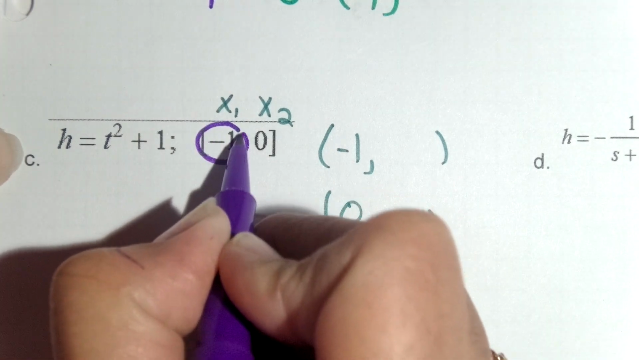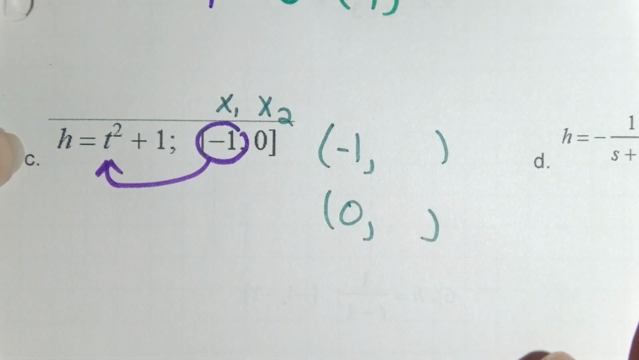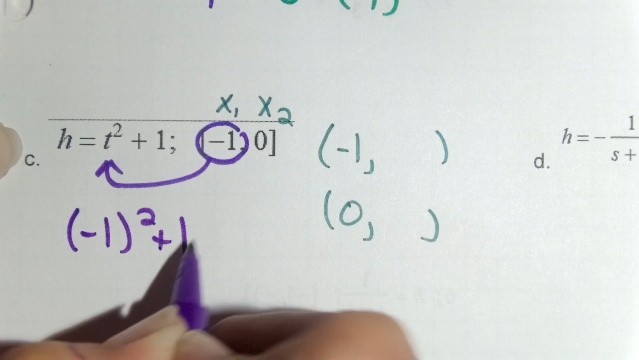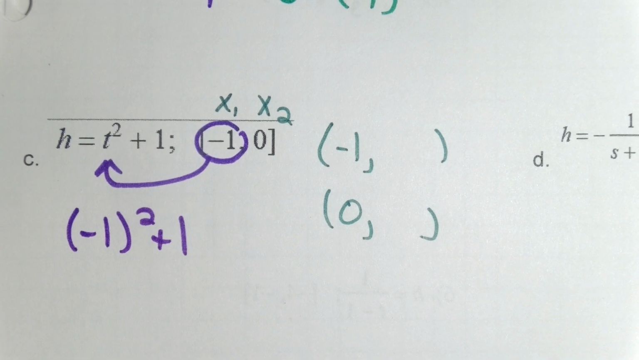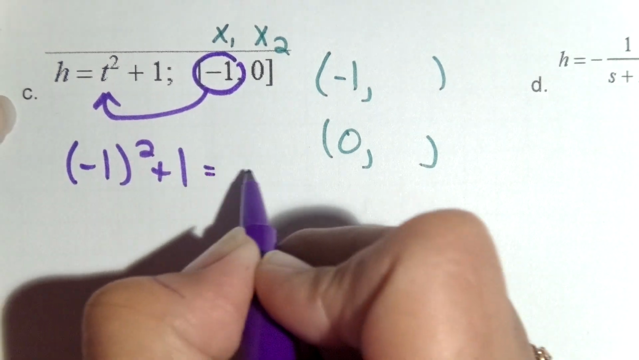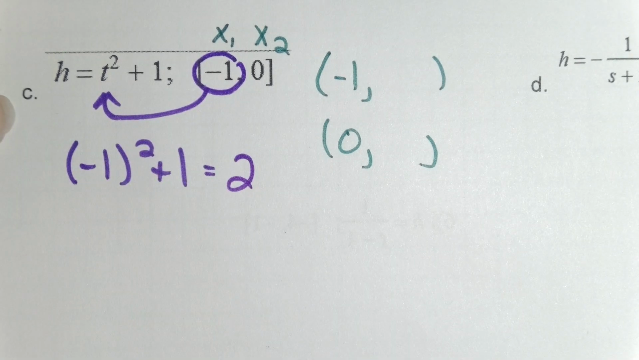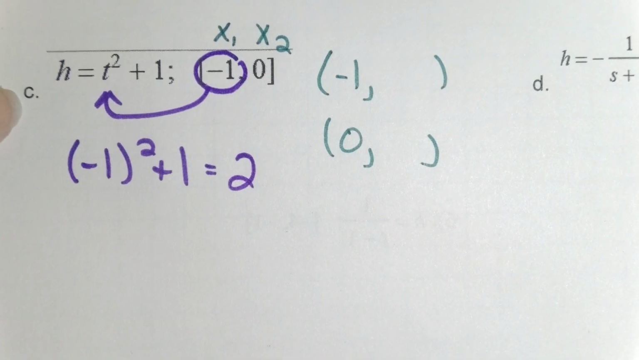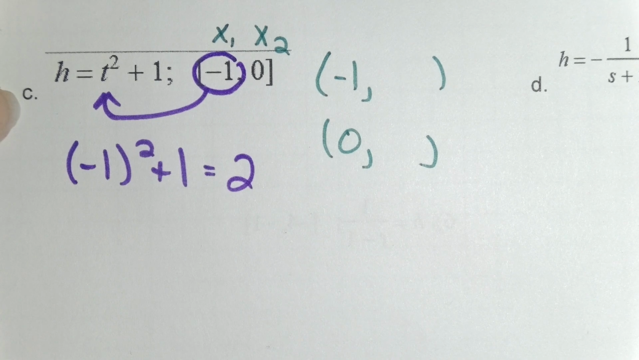So I'm going to take -1 and substitute it in for t. So I'll put -1 squared plus 1. We've been doing this forever. We did this in our last skill. When you do that, that will give you 2. Trust me. I've done it a million times already. If you can't do it in your head, that's okay. Do it in the calculator.